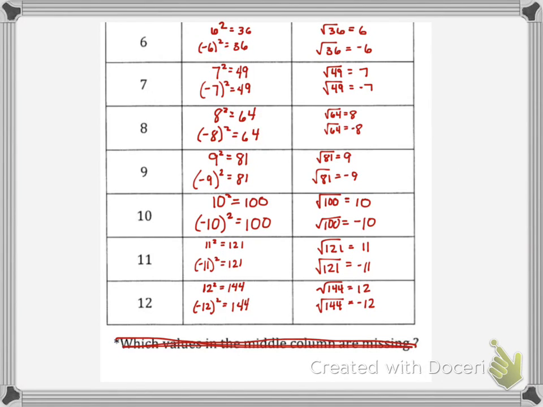Alright, so hopefully you paused the video and filled those out. You can check your values with what you have here. I'll give a little wait time for you to check your values, change any mistakes that you need to.